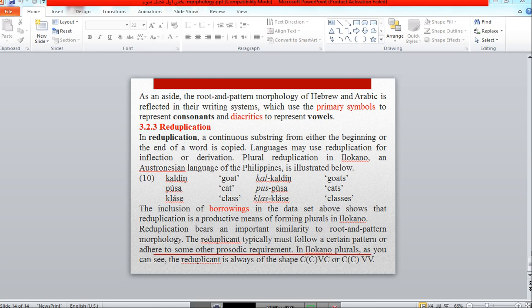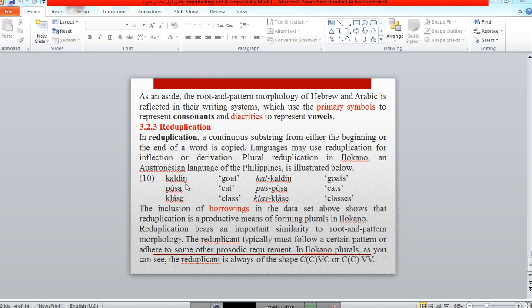So what is reduplication? In reduplication, a continuous substring from either the beginning or the end of the word is copied. Languages may use reduplication for inflection or derivation. You know the definition of inflection and derivation, which I talked about in the previous sessions. So plural reduplication in languages of some dialects in the Philippines is illustrated below. The reduplicated portion of the word is in italics, as you see in this example.